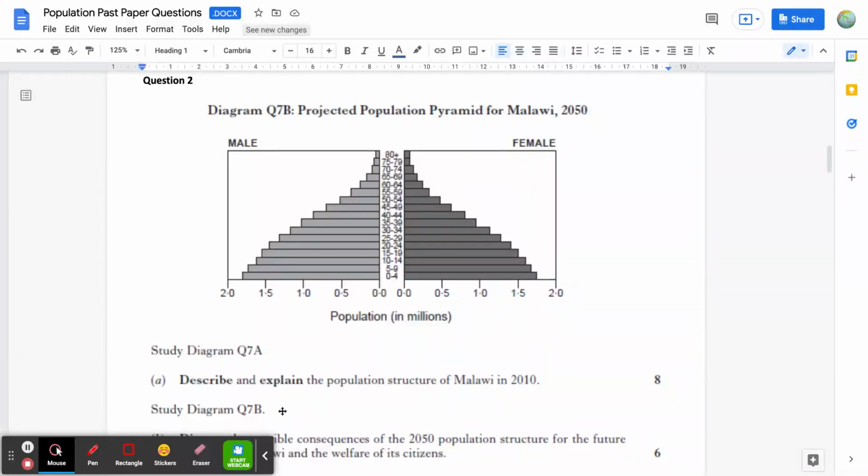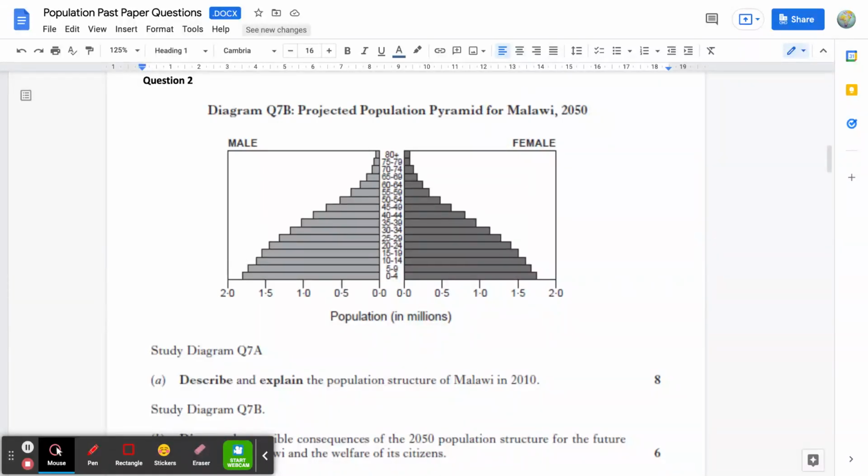The explain now requires you to give reasons for the numbers in the different age categories. Because this is Malawi, we're dealing with a developing world country, and it's very clear to see that we have a large number of children in the younger age groups. So any point that explains high birth rates in the case of Malawi would get you a mark. For example, if you said that most people in Malawi work in agriculture, and as this is non-mechanized in Malawi, it's likely they're having large families in order to provide a workforce to work in agriculture, that would be 1 mark.